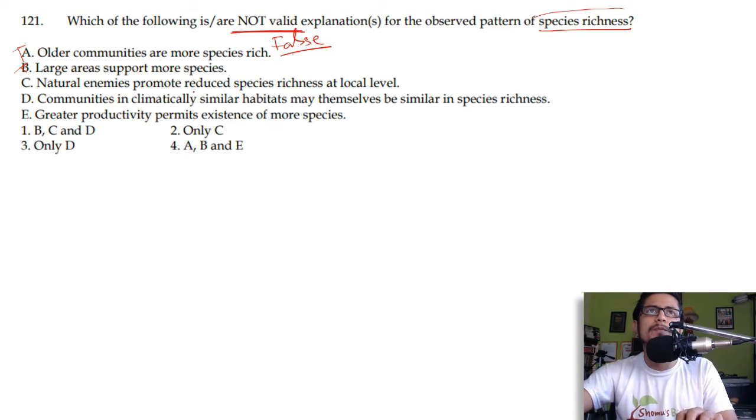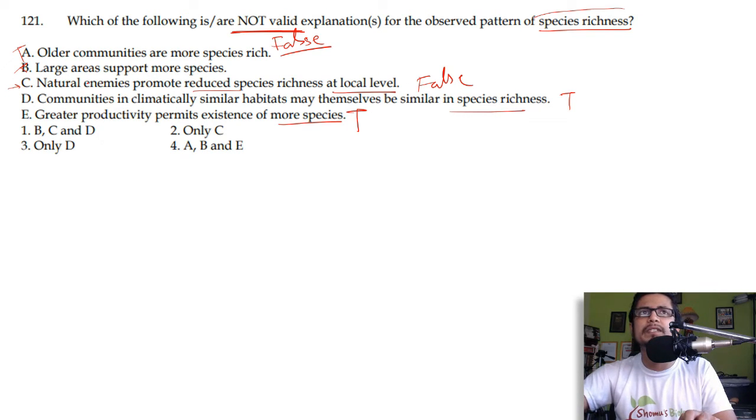Older communities are more species rich. This is true. Large areas support more species. True. Natural enemies promote reduced species richness at local level. False. Communities in climatically similar habitats may themselves be similar in species richness. True. Greater productivity permits existence of more species. Yes, true. The only statement that is false is statement C.